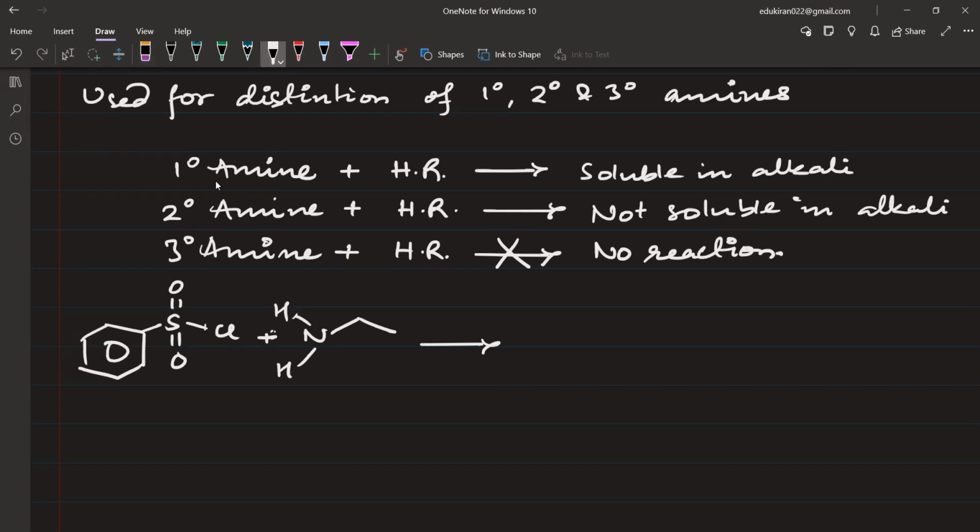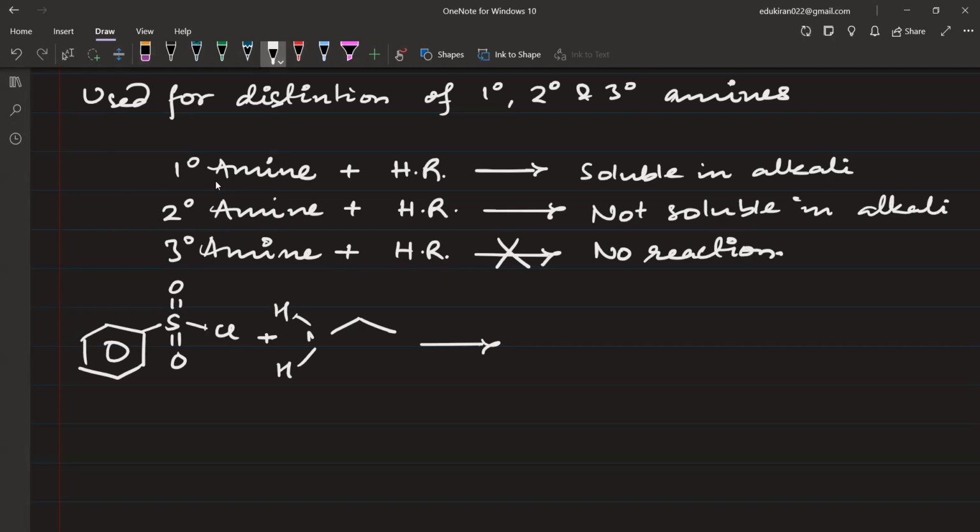This sulfur is going to be very delta positive because it is attached to 2 oxygen and 1 chlorine. All of them, 3 of them are what? Very highly electronegative elements. And this nitrogen has a lone pair of electrons, so it attacks on the sulfur atom. It first of all breaks the pi bond. Oxygen gets the negative charge. Then again, oxygen gives back the electron, and chlorine leaves as a leaving group. And from here, the hydrogen leaves from the nitrogen atom.